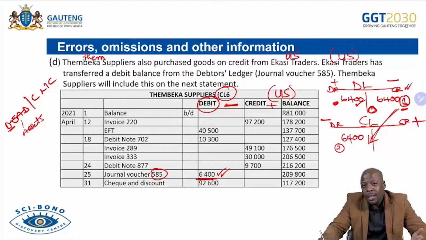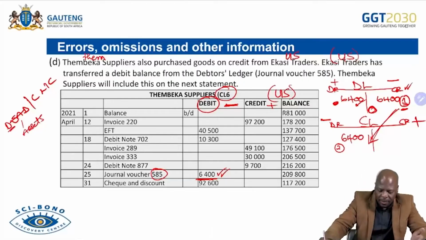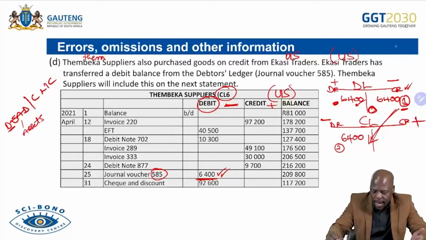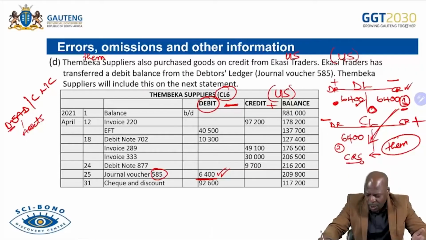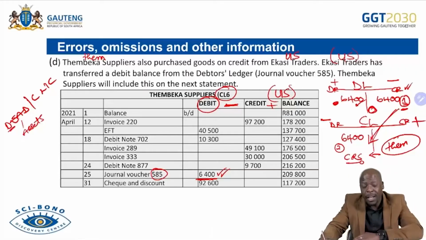The moment you get a statement like that in the exam, they're simply trying to say, please, we, that is us, have done our part. They, which is them, have not done their part. If they have not done their part, I told you, once it is them, where do we go? Creditors Reconciliation statement. As simple as that. That means that amount needs to go to the Creditors Reconciliation.